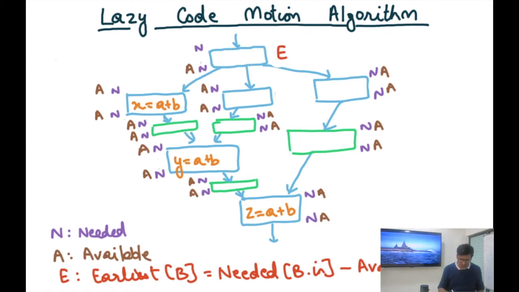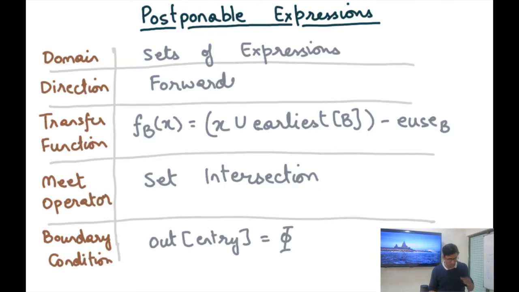And that also makes sense, because if I compute a plus b right in the beginning in this program, then I don't need to compute it again, and I would have eliminated all partial redundancy. But we also want to postpone it as late as possible. So this is our third analysis. It's a forward data flow analysis on sets of expressions.